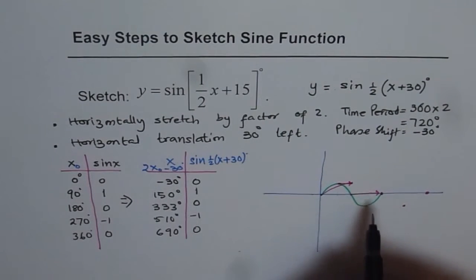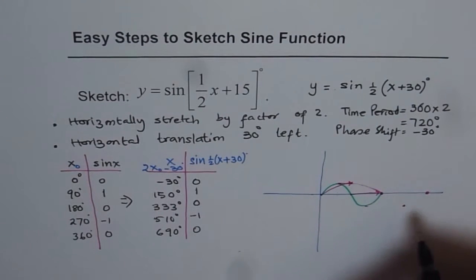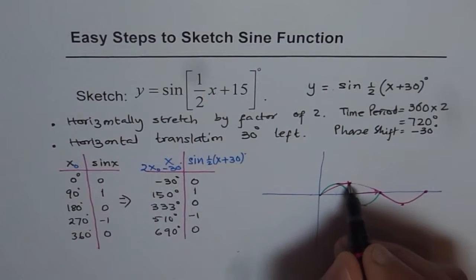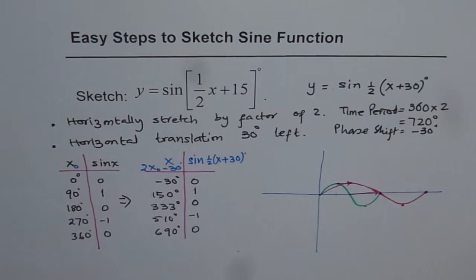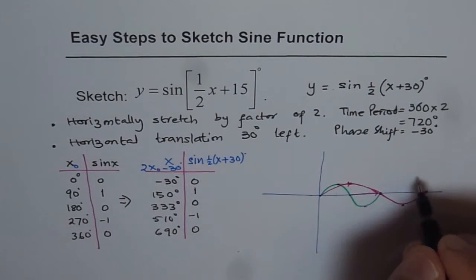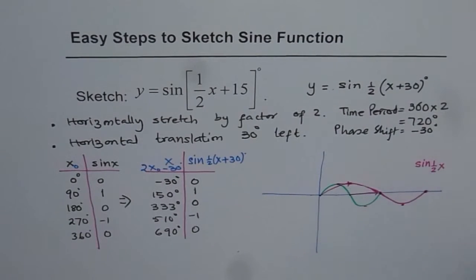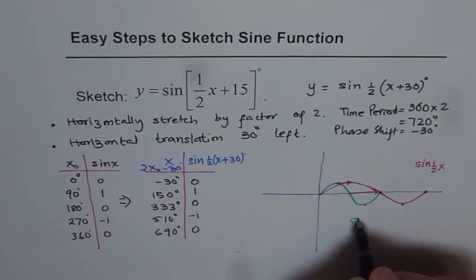So it should be like this, right? So we can continue this and join these points, right? So that is how we will get basically sine of half x. So this is sine of half x, right? Earlier what we had drawn was sine x.